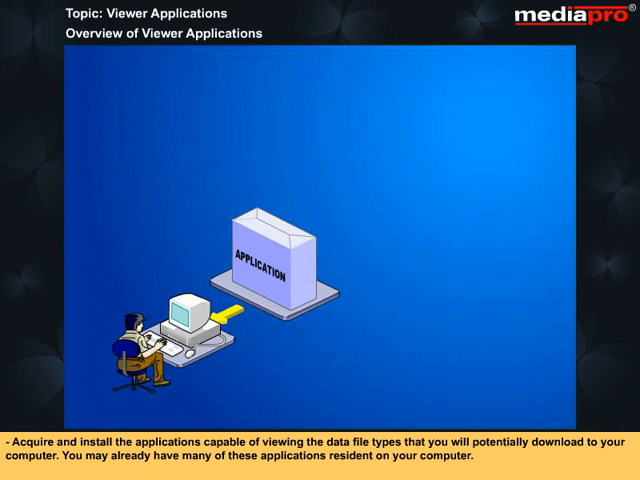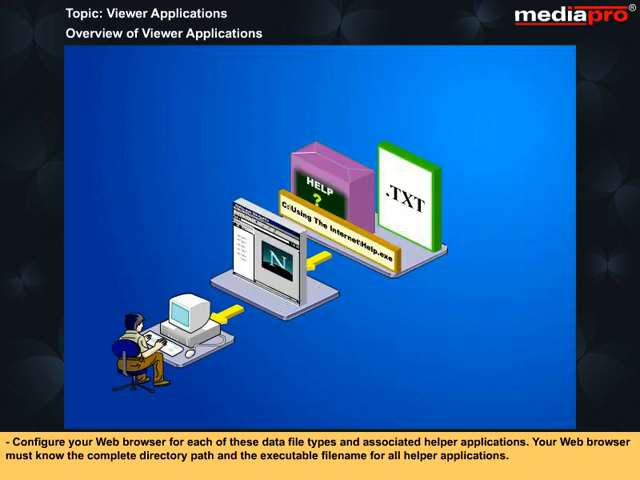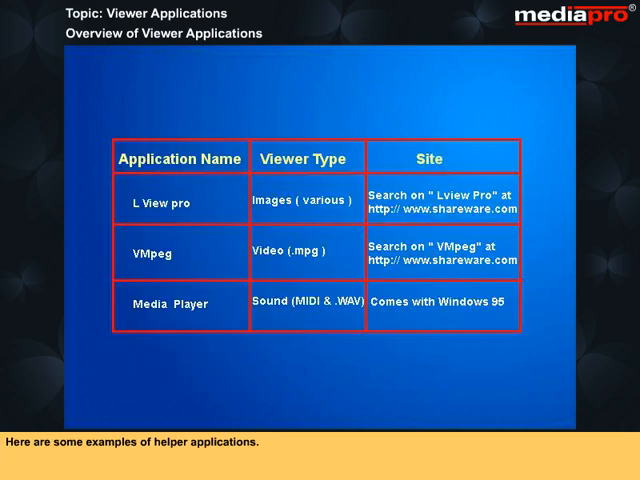You may already have many of these applications resident on your computer. Configure your web browser for each of these data file types and associated helper applications. Your web browser must know the complete directory path and the executable file name for all helper applications. Here are some examples of helper applications.